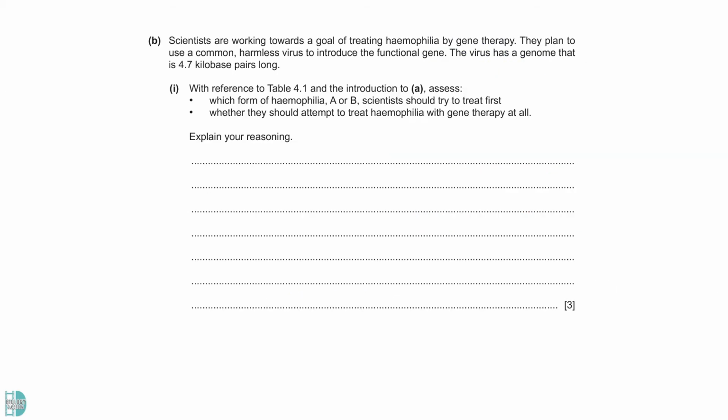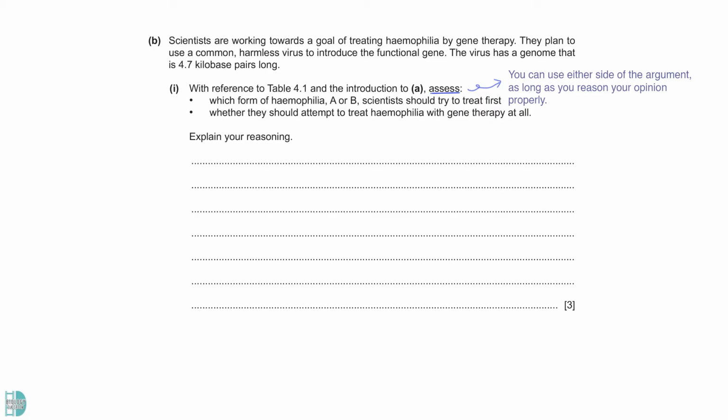B talks about the possibility of gene therapy using a virus. B1. Assess which form of hemophilia they should try to treat first, and whether they should attempt to treat it with gene therapy. Explain your reasoning. Both sides of the argument are accepted in this question if you correctly reason your opinion using the information provided.